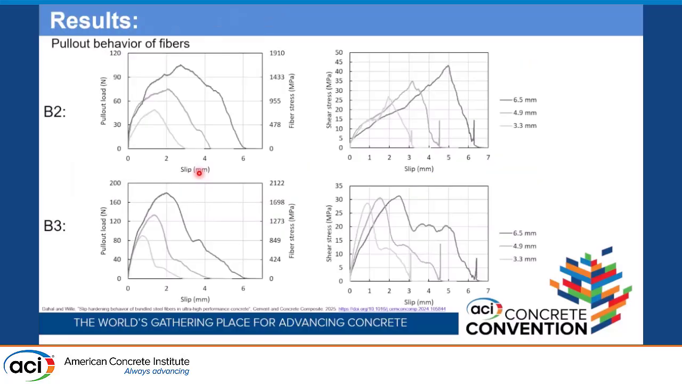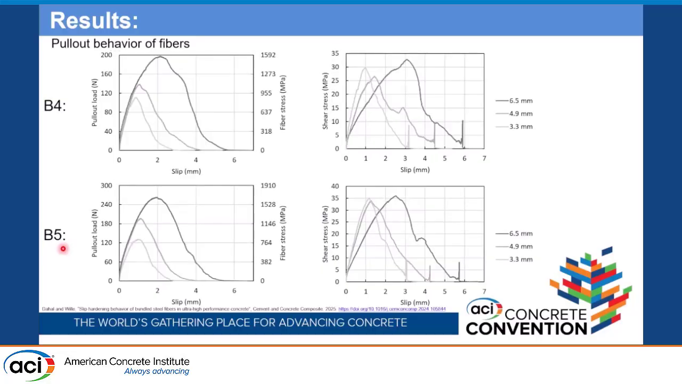These are the results for different fibers. For the B2 fiber and B3 fiber, we can see in this slide, with increasing embedment length, the load-slip curve and the fiber stress-slip curve go higher. The shear stress-slip curve is also higher, and with increasing number of bundled fibers, the load-slip curve and the fiber stress-slip curve are also higher.